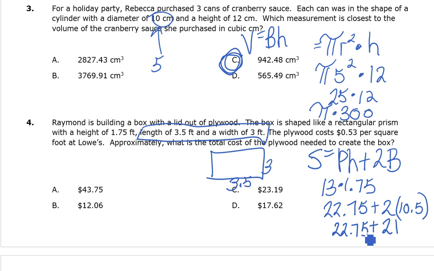And you might be tempted to circle that answer, but remember we want the cost of this. So 43.75 is my size, and I need to calculate the cost if it's 53 cents per square foot. So I'm going to multiply this by 53 cents. When I multiply it by 53 cents, I get 23.19. So my answer is C.